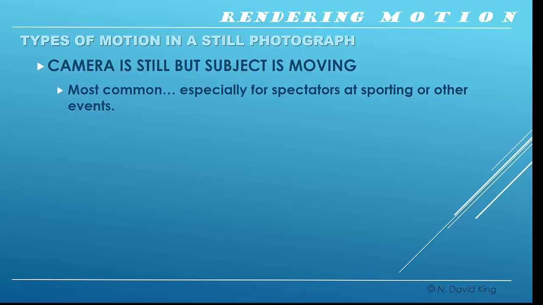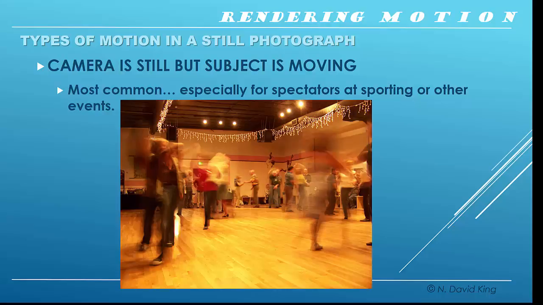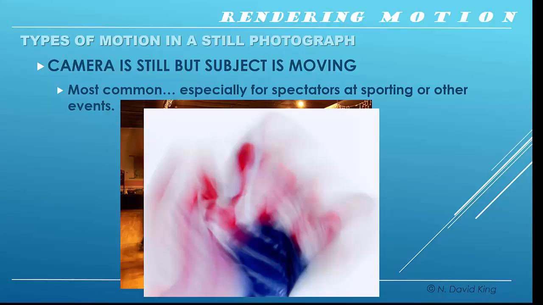All of these photographs, by the way, came from students in previous 143 classes. This is the most common situation, particularly for people at sporting or other kinds of events. So here we have a dance, long shutter speed, the camera is planted, and you get a sense that the dancers are moving around the floor, that there is some activity going on here. Here's a shot of a flagpole in a heavy wind with the camera planted, but it's really whipping around, creating all of that blur for it.